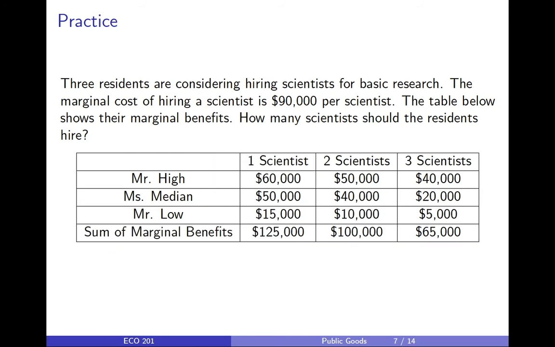Remember that to find the optimal level of the public good, the number of scientists in this case, we need to first add up the marginal benefits for all residents and then compare the total marginal benefit to the marginal cost of hiring each scientist. The total marginal benefit for the first scientist is $125,000. The total marginal benefit for the second scientist is $100,000. And the total marginal benefit for the third scientist is $65,000. Since each scientist costs $90,000, it is only worth hiring the first 2 scientists.